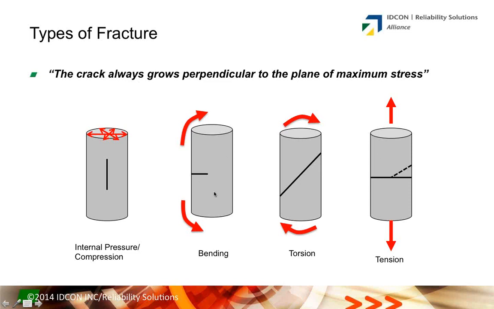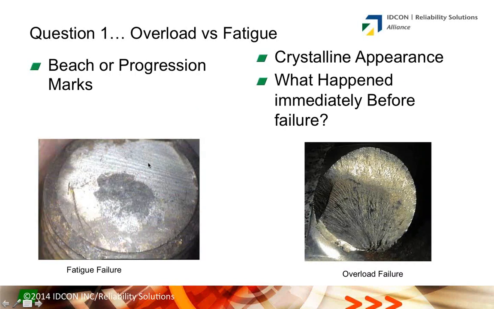So if I have a bolt that is in tension, or anything that is in tension, it will grow crossways, like this. If I have it failing due to internal pressure, the maximum stress, or the crack will develop this way, perpendicular to the maximum stress, which is acting this way. Think about a boiler tube that splits. It always splits longitudinally. My first question when I look at a fracture face is overload or fatigue.